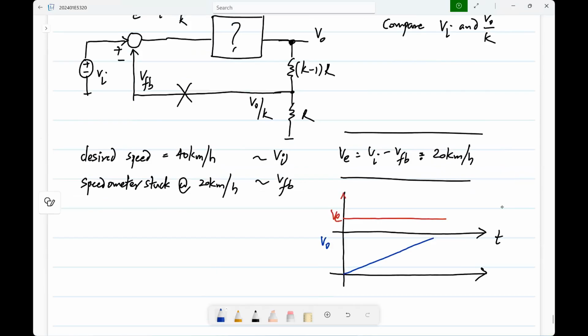So now what is a block that gives you this relationship? It's an integrator. So this must be an integrator. Have you already seen this treatment of the negative feedback as an integrator in the earlier class?